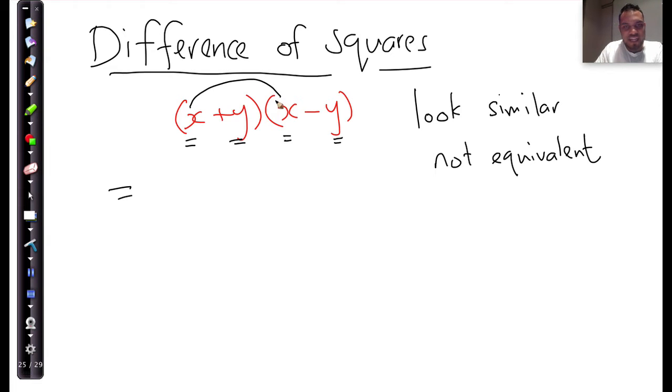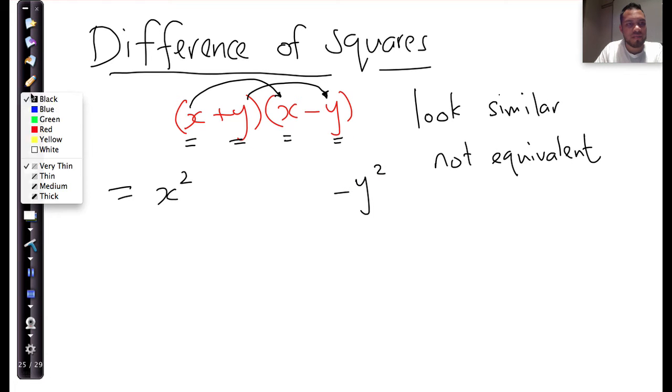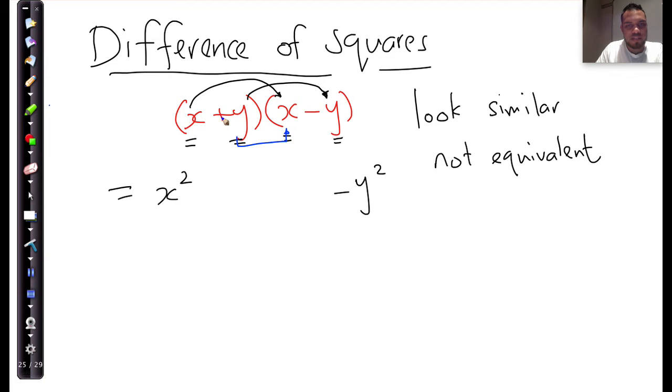That's x times x, which gives me x squared. That is y multiplied by y, and that's a positive times a negative, which gives me a negative, and y multiplied by y is y squared, so that thing has to be negative y squared. And then let's multiply the inside ones. That's x times y, positive times positive, which is positive xy, and this one over here is x times y, but it's negative x times y.